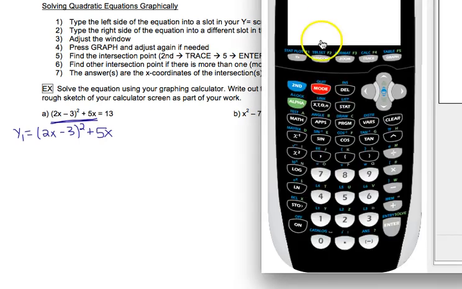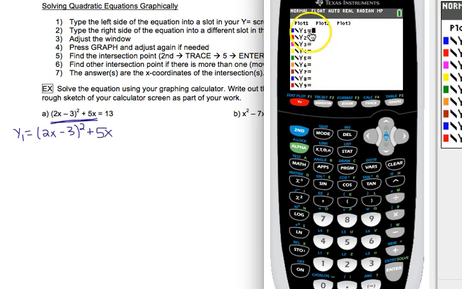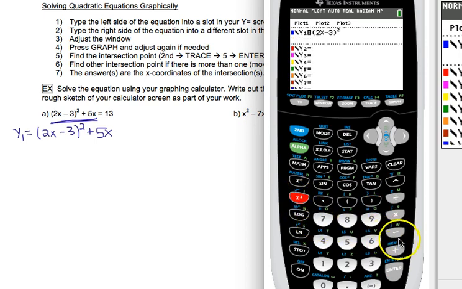So go to my y equals screen. Oops, I pressed second and not y equals, that won't work. Second quit. Okay, now go to y equals. So my y1, I'm going to type it in exactly like I see it. So parentheses 2x, subtraction 3, close parentheses, squared buttons there, and then plus 5x.